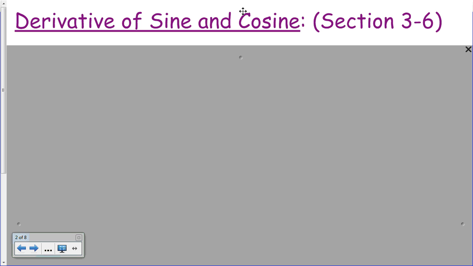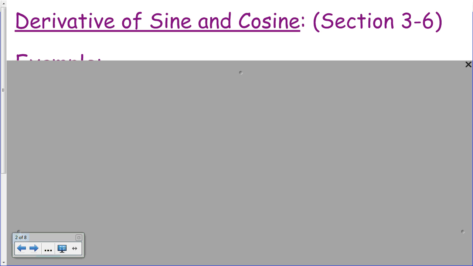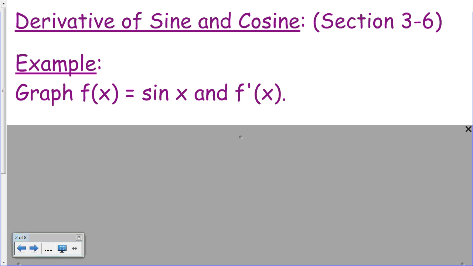But the way we're going to look at this for right now is to explore the derivative graphically. We'll do this with just an example. It says to graph the function y equals f of x equals sine of x, and also to graph f prime of x.